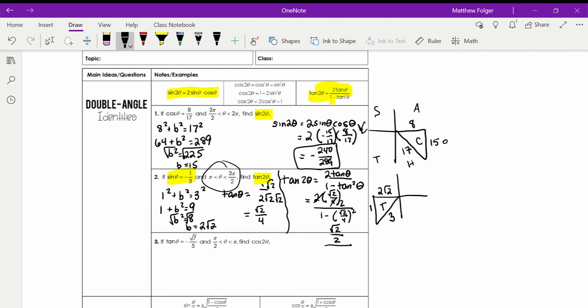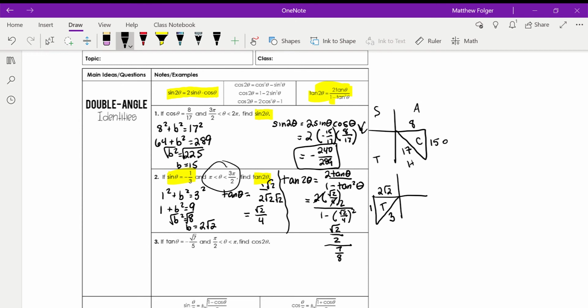This one you can just type in the calculator. 1 minus square root of 2 over 4 squared is actually just a number. That's just 8 over 7. Or that's just 7 over 8, I'm sorry. You could do the piece steps there as well.